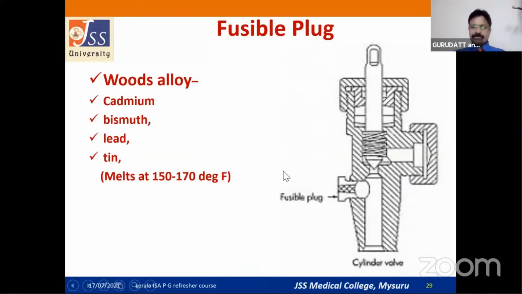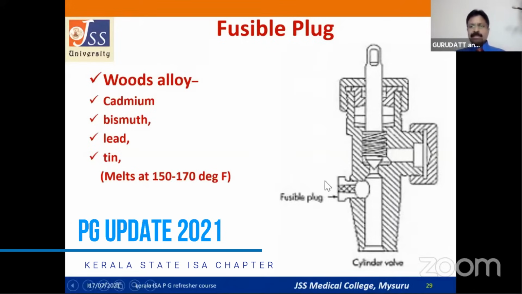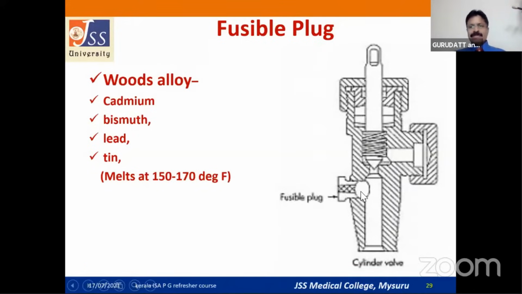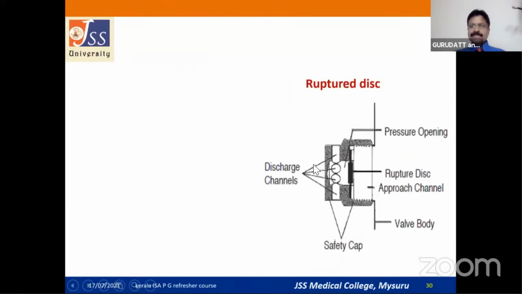So what happens is, when these cylinders are kept in the sun, the pressure and volume try to increase and the temperature increases. Once the temperature reaches 150 to 170 degrees Fahrenheit, the fusible plug will start melting, and once it starts melting, the gases are vented out and a dangerous catastrophe can be prevented. One thing about the fusible plug is that it's a non-closable type of safety relief valve. That means once it opens up, you'll have to send it to the company to replace the fusible plug. The other one is the ruptured disc.